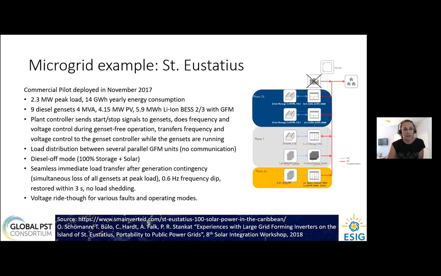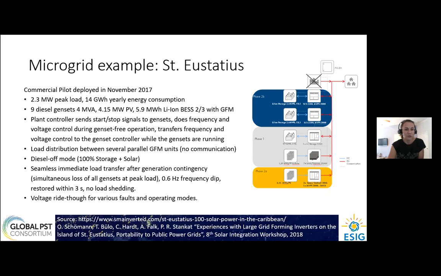All right, the next is a microgrid example. SMA actually implemented this application in a number of islands, I believe, but this one is where you can find most of the information, more widely publicized. So this island has 2.3 megawatt peak load and 14 gigawatt hours yearly energy consumption, has 9 diesel gensets and 4 megawatts of PV, and then in a later stage, a 1 megawatt battery in grid following mode was added, and then 2 more batteries in grid forming mode were added.